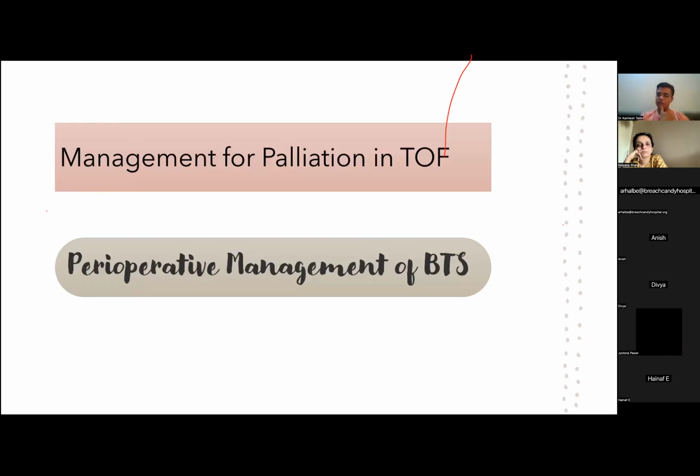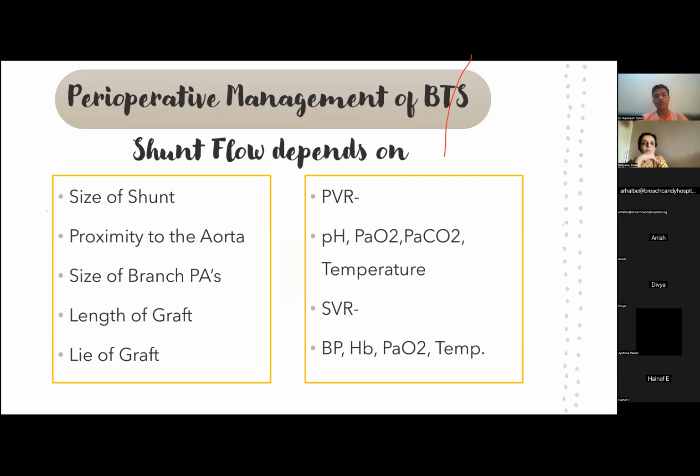Perioperative management of TOF, very briefly: with the BT shunt, the flow depends on the size of the shunt and the proximity to the aorta. As I mentioned, a central shunt has higher flow. It also depends on the size of the branch pulmonary artery, length of the graft, lie of the graft, pulmonary vascular resistance and systemic vascular resistance, as well as PO2, PCO2 and temperature.